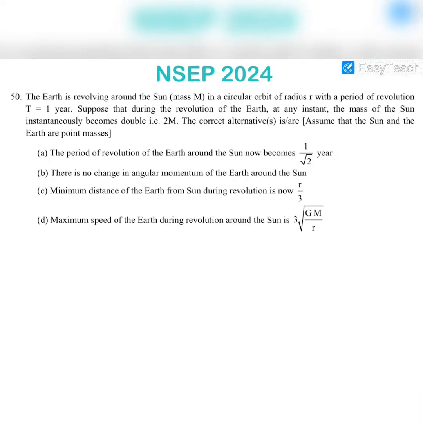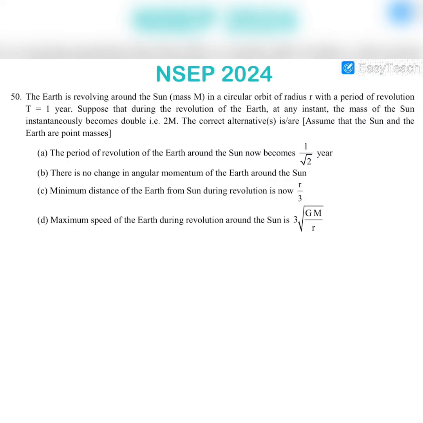In this question, you can see that the earth is revolving around the sun. The sun has a mass of m, in a circular orbit of radius r, and the time period of revolution is 1 year. Now suppose that during this revolution of earth around the sun, at any instant, the mass of the sun is instantaneously doubled, which initially was m, and at any instant it is doubled to 2m. Now we have to choose the correct alternatives.